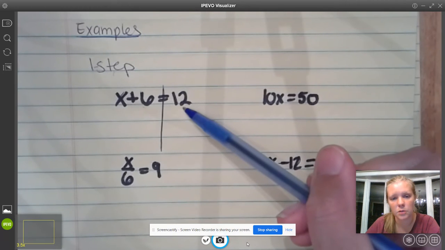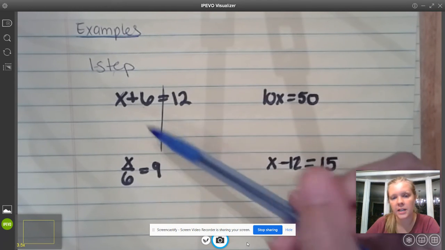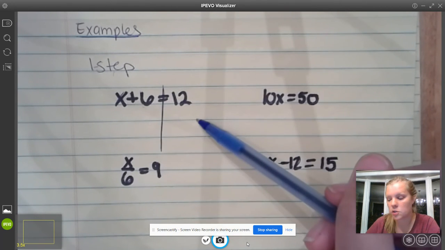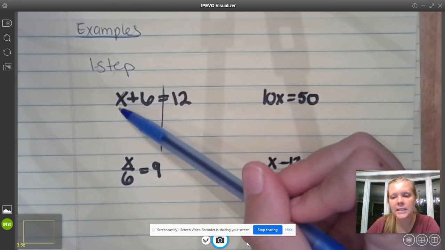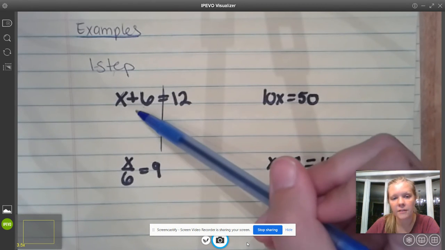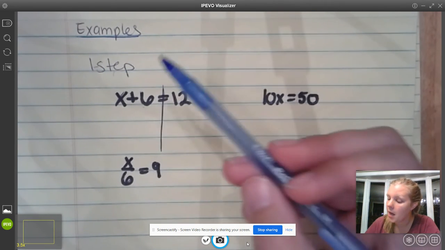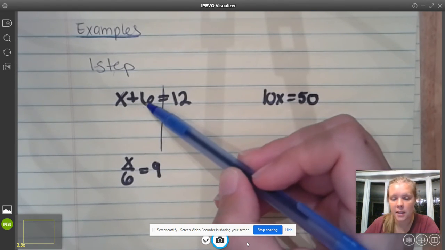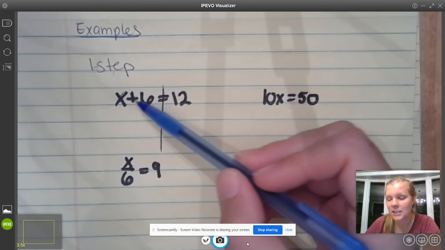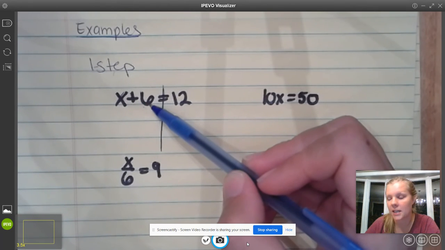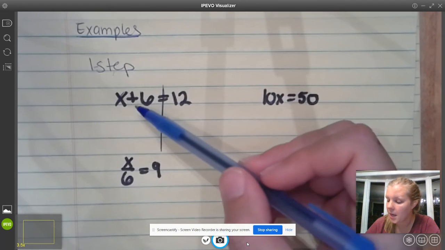X plus 6 equals 12. Draw a line through the equal sign. That separates the equation into the two parts. My goal is to isolate, to get rid of everything with the x so that the x is by itself. Because if the x is by itself, I know what it has to be equal to. And so my job is to get the constant to go to 0 because x plus 0 is the same as x. That's the additive identity.